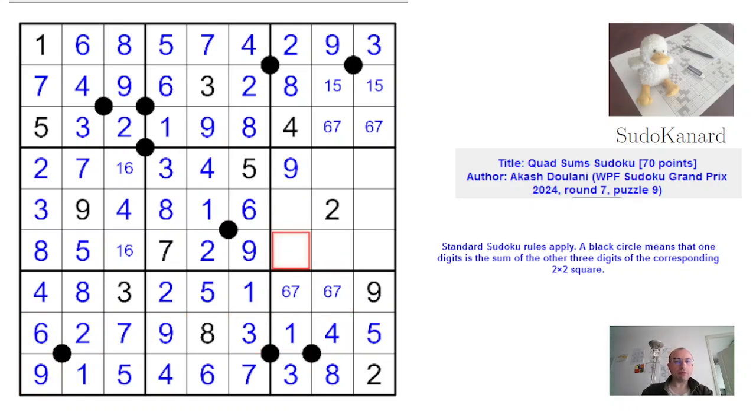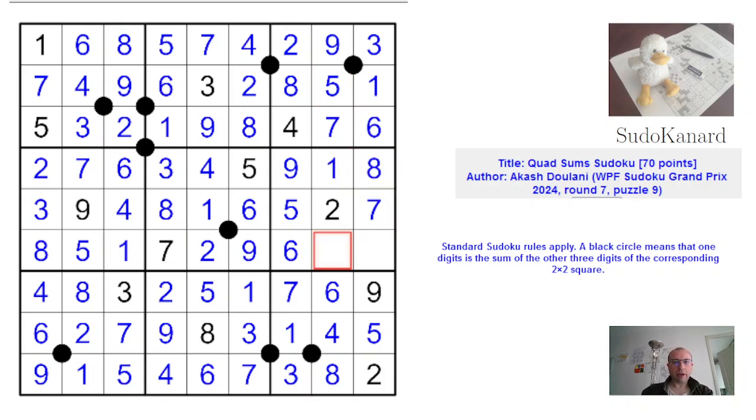I need a 5 somewhere. It's here. This can't be a 7, so that's 6, 7, 6. 1, 6. 7 and 6 here. 1 and 5 there. That can only be a 7. Here I need 1 and 8. Here I need 4 and 3.